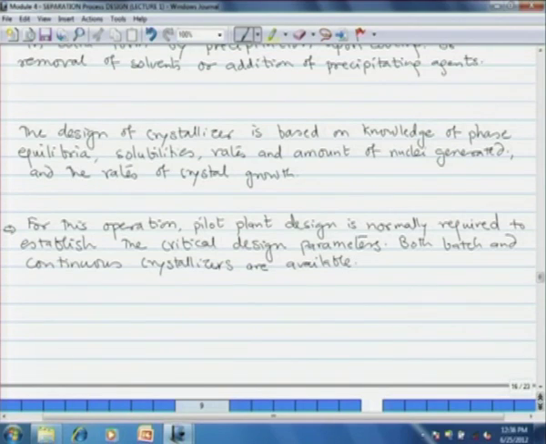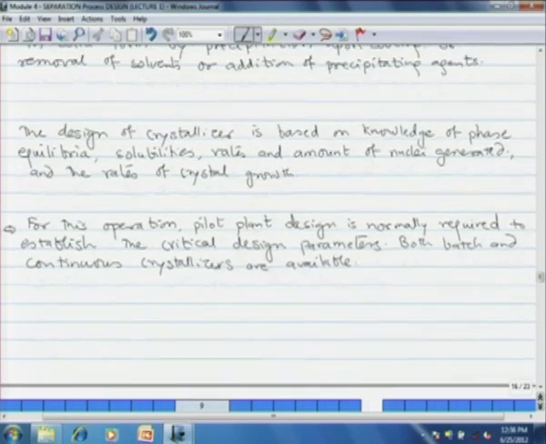The MSMPR model uses the delta L law, which assumes that the crystal is growing equally from all sides. Then you have a trade off between delta G, and you get the predominant particle size of 3 times the retention time. So, all these things you have already learned. But now we shall see how crystallization is useful for treatment of a very large amount of reactor effluent. For this operation, pilot plant design is normally required to establish the critical design parameters. Both batch and continuous crystallizers are available.